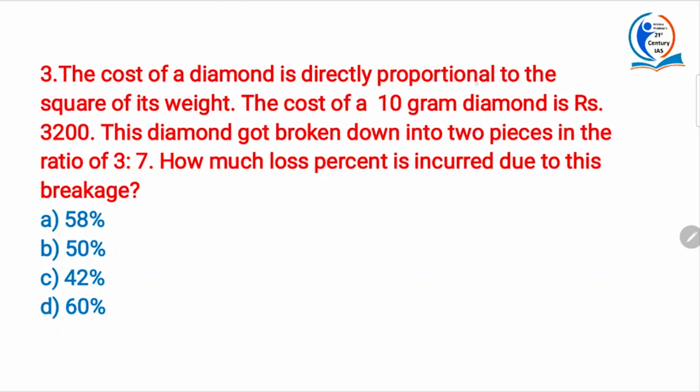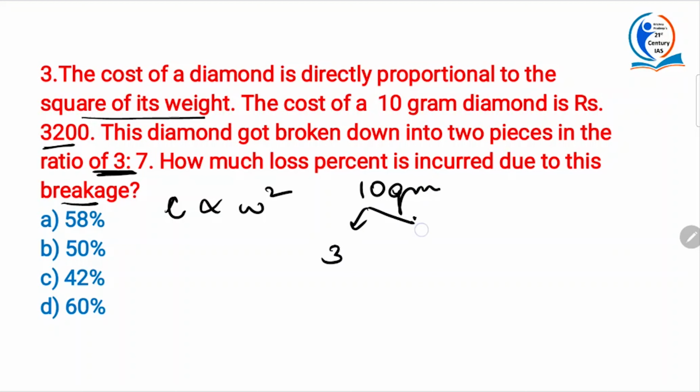The cost of a diamond is directly proportional to the square of its weight. Okay, so let the cost be C, and it is directly proportional to weight square. The cost of 10 grams of diamond is rupees 3200. The diamond got broken down into two pieces in the ratio 3:7. How much is the loss percentage incurred due to the breakage? Okay, there is a 10-gram diamond and it got split into 3 grams and 7 grams. Now he's asking, what is the loss percentage incurred?